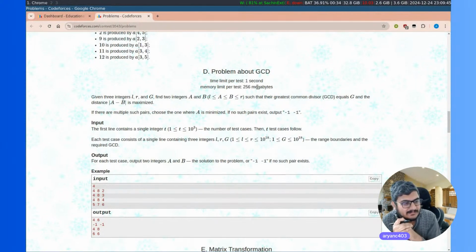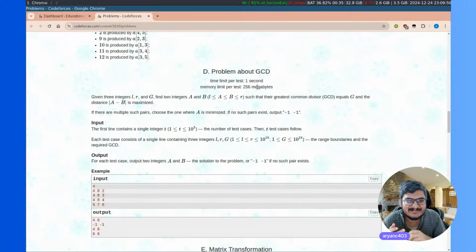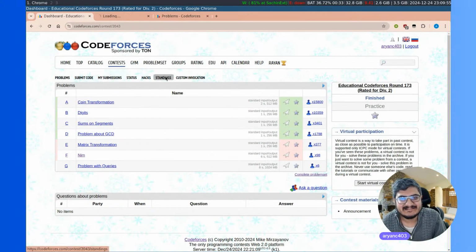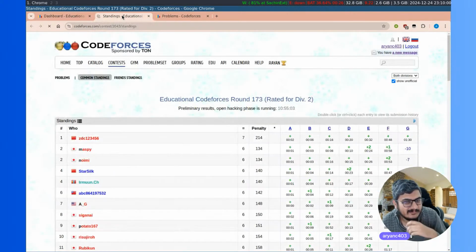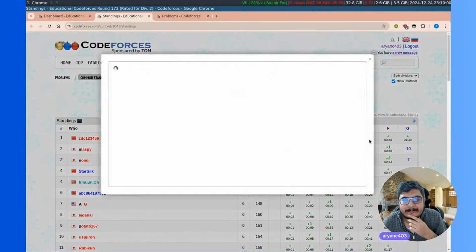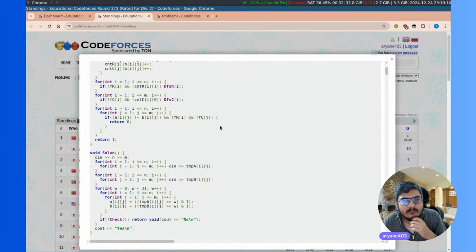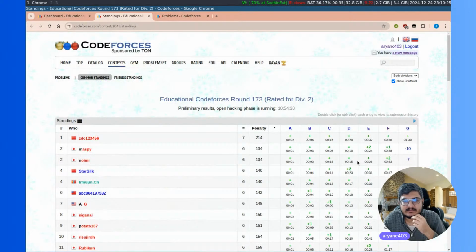So does anyone have any question on problem D before we move on to problem E? For problem E, I will probably have to look at someone else's solution because in the contest I did not solve E and F. So any ideas, anyone, how did they solve problem E? Okay, interesting one.